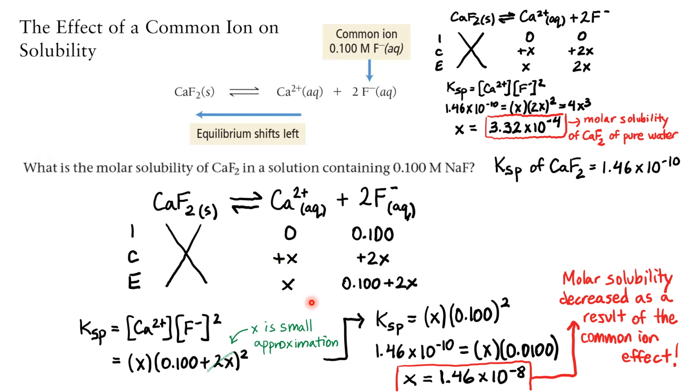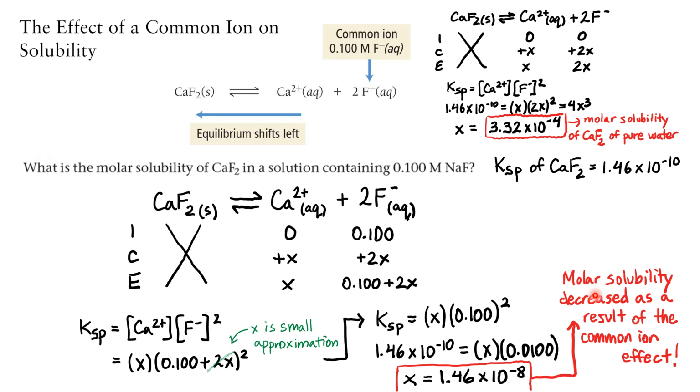Now your equilibrium concentrations aren't x and 2x. It's x here, because 0 plus x. But in this case, it's whatever common ion amount you started with, 0.100 plus 2x. Now when I plug this into my solubility product constant expression, the equilibrium expression, I have 0.100 plus 2x. I can make the x a small approximation. Why can I do that? Because the Ksp is really small relative to the amounts I'm starting with. So I'm going to make the x a small approximation and get that my x is 1.46 times 10 to the negative 8.